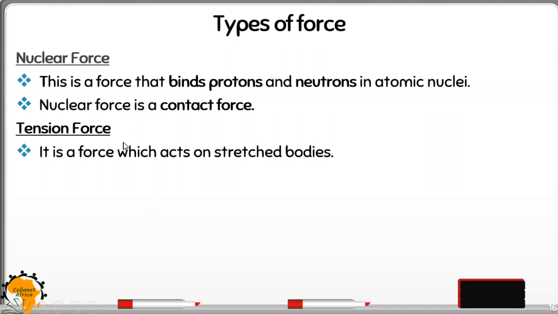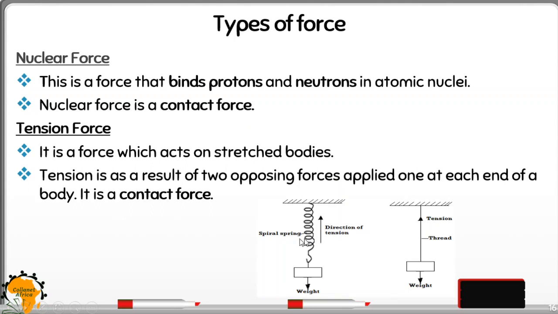Then we have tension. The tension force acts on stretched bodies. As you can see in the diagram, we have a spiral spring or a thread. Whenever you put some weight here, this spiral spring will be stretched, and therefore it will provide the tension. The tension will act in the opposite direction. We have weight acting downward, but the tension is acting upward. The same case applies to the second diagram here. The thread will provide the tension, while the weight is acting downward, the tension is acting upward. So this force is a contact force, and as we have seen, it is acting on stretched bodies.